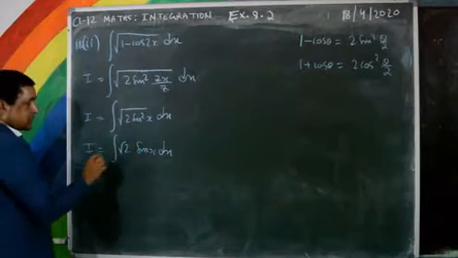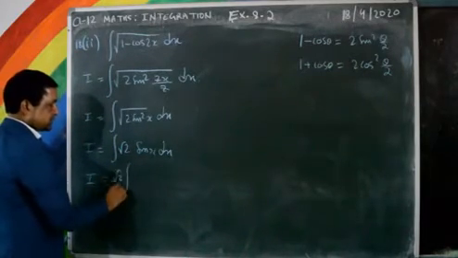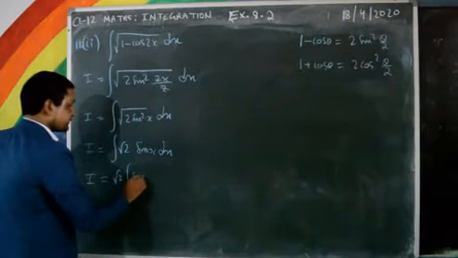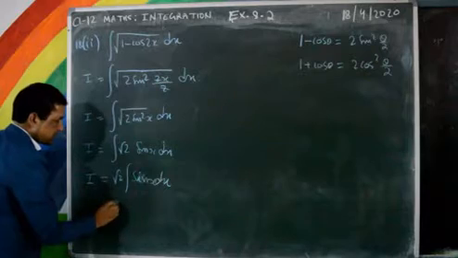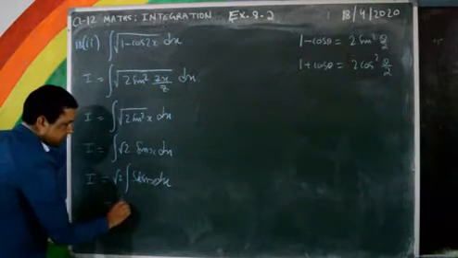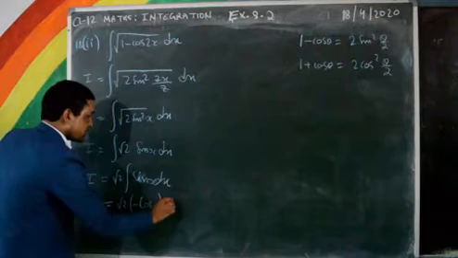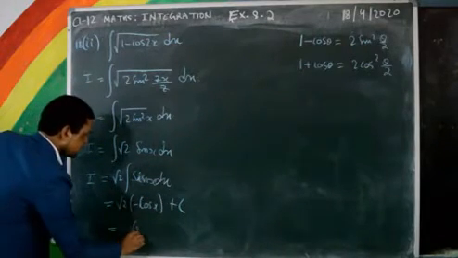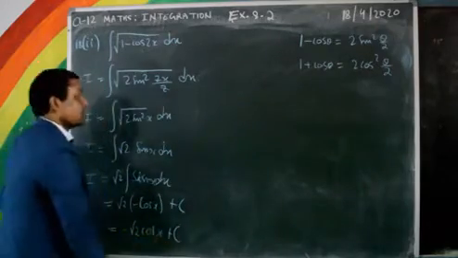Then take root 2 out of the integration, because this is a constant part. Then sine x dx. Integration of sine x is minus cos x plus c. Now the final answer is minus root 2 cos x plus c.